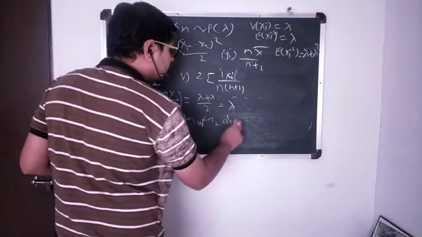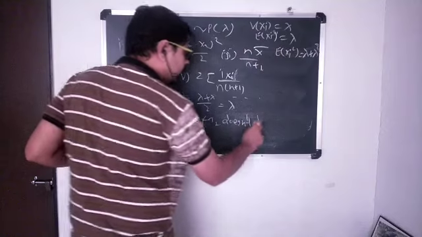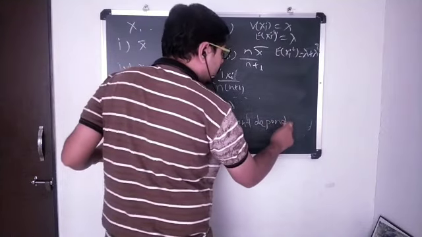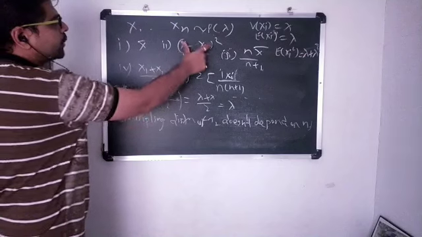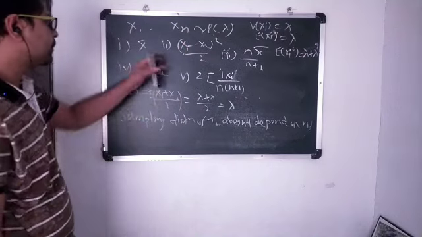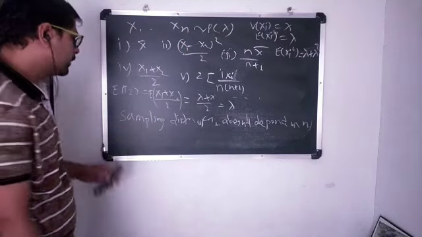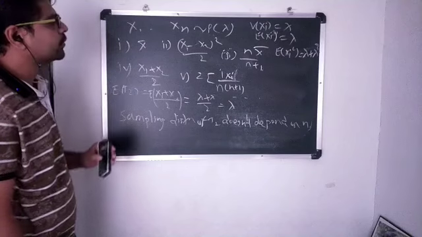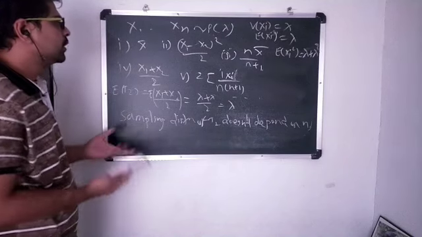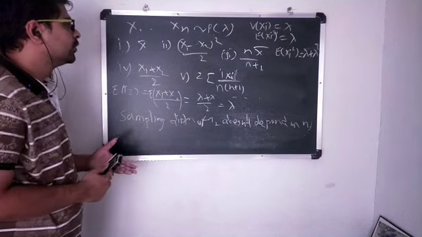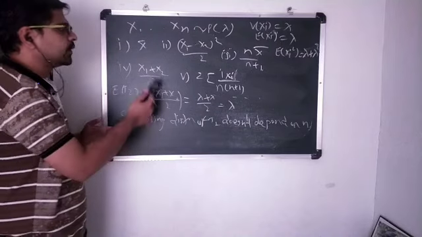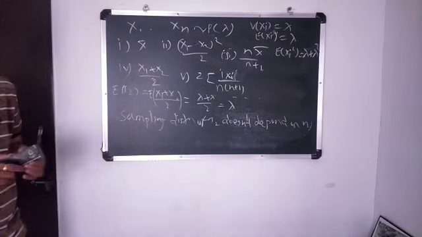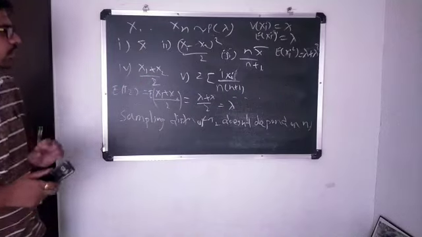does not depend on n, as well as the sampling distribution of (X1 - X2) whole square divided by 2, which is also not depending on n. So this will not be consistent. There is no point in checking consistency of these estimators, since consistency is a large sample property. So these are not consistent estimators.